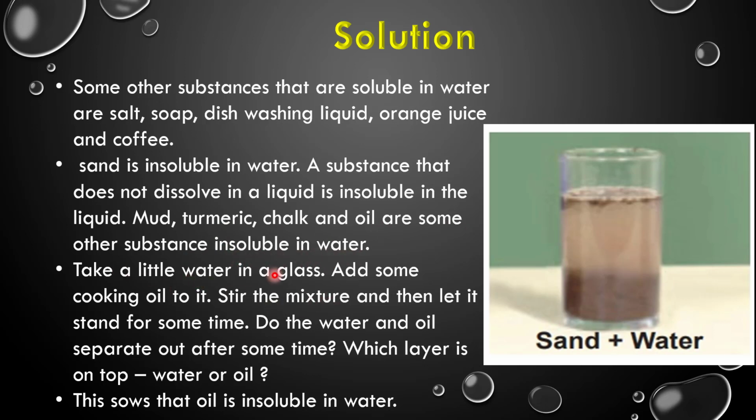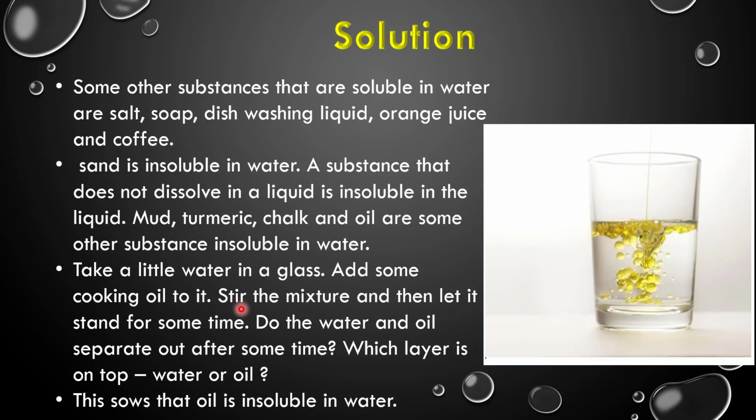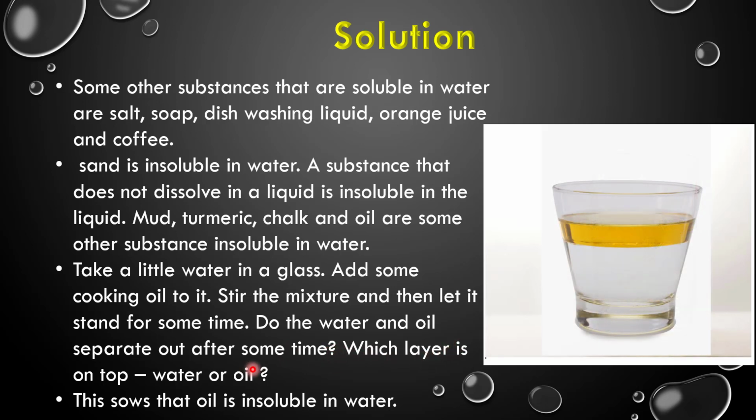Take a little water in a glass, add some cooking oil to it. Stir the mixture and let it stand for some time. Do the water and oil separate out after some time? Yes, they separate out. Which layer is on top, oil or water? As we can see in this image, oil is on the top. This shows that oil is insoluble in water, as oil gets separated from water.